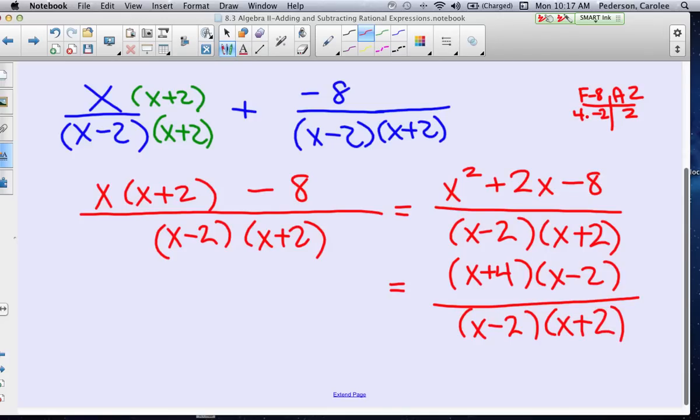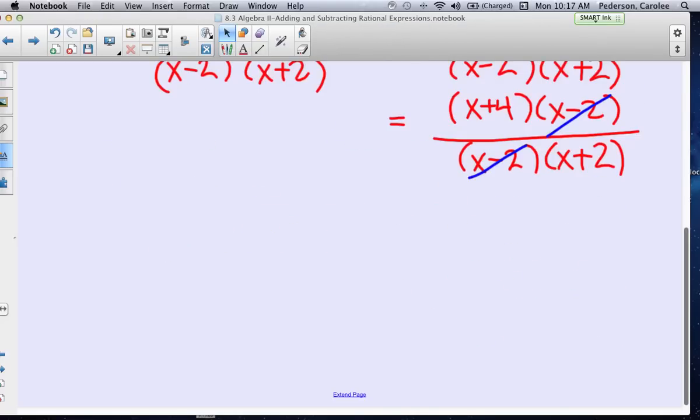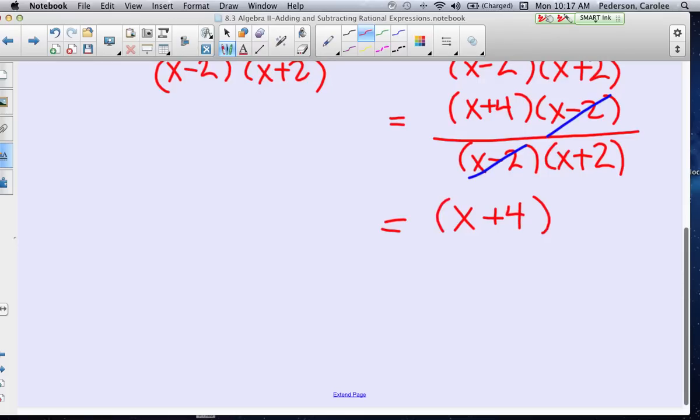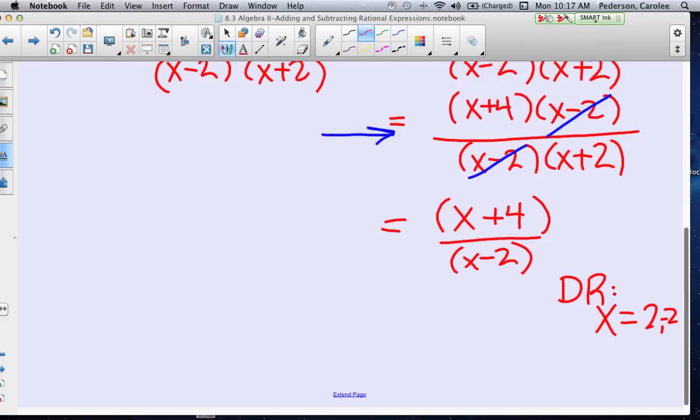How that benefited us is we can go ahead and cross out a common factor, x minus 2 and x minus 2. So then what we're left with is x plus 4 over x minus 2. And then our domain restriction is x can't be 2 and negative 2. Remember, we're always looking at the denominator. That makes it undefined. So if I substituted 2 or negative 2 into this fraction, it would make it undefined.